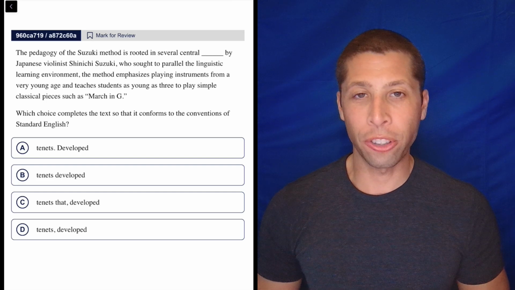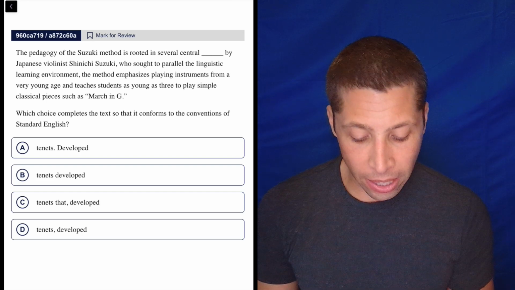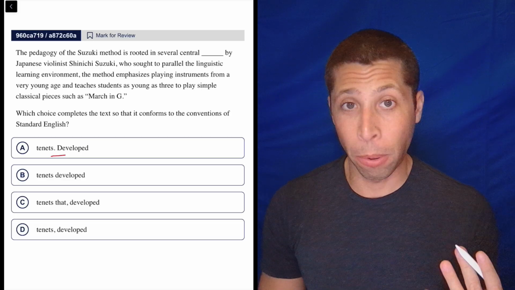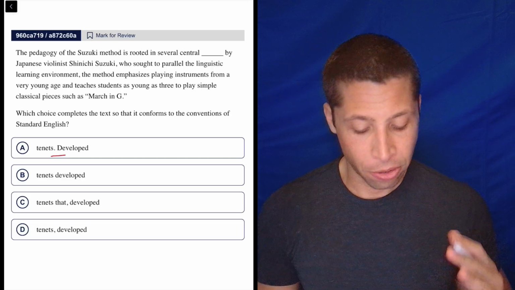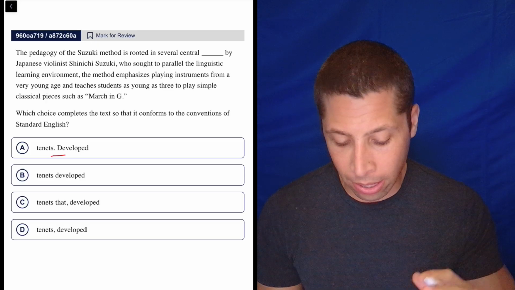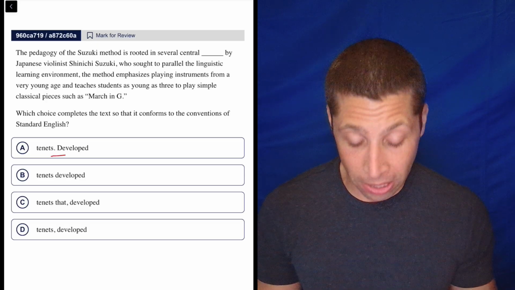Now, a couple things I noticed just looking at these answer choices. The simplest thing to focus on here is choice A. We have a period. Periods have one purpose: separate two complete sentences. So that strikes me as maybe the answer, just based on the odds of what I've seen in the past.